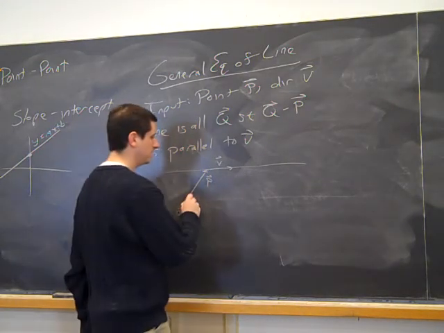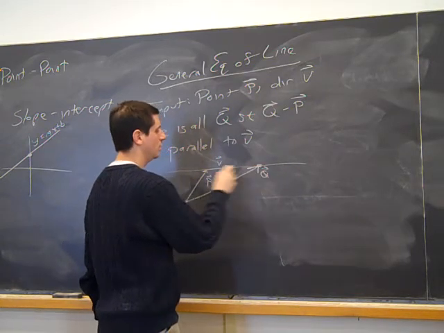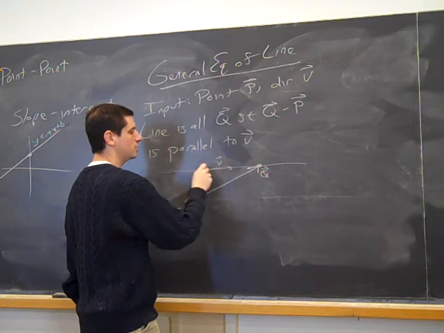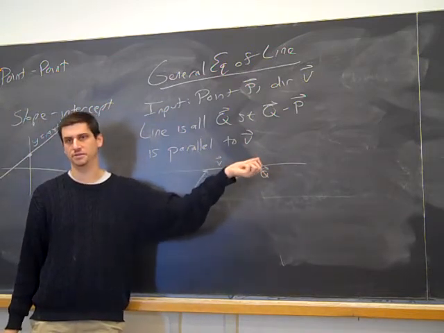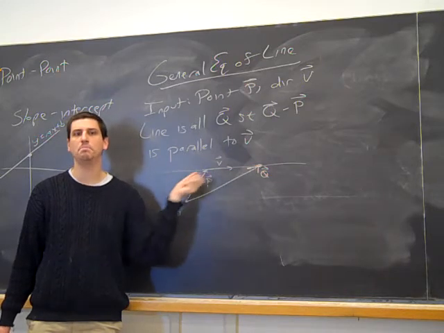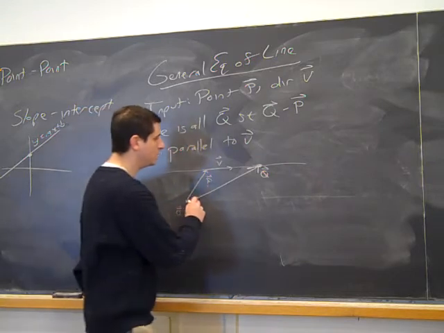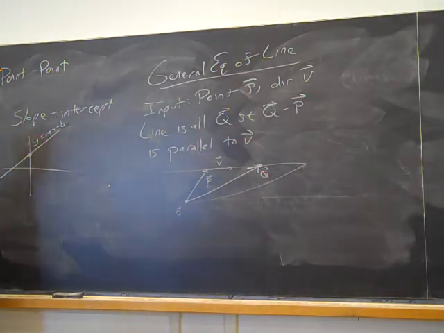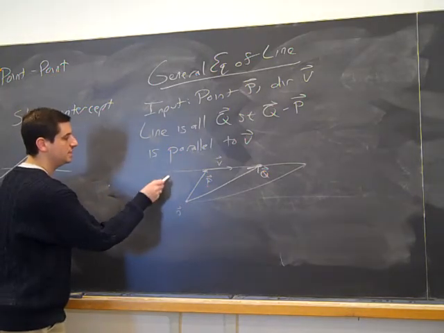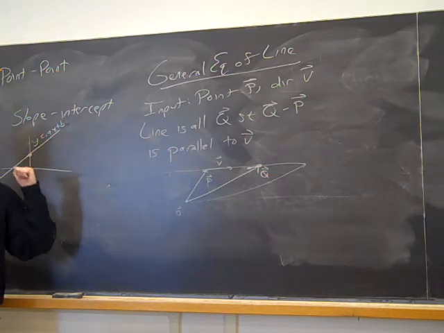So if you think about it, if I take a point over here, Q minus P is going to be this vector over here. It's in the same direction as V. It's parallel to V. It's a multiple of V. If I took another point over here, Q minus P is still going to be a multiple of V. If I went backwards, is it still a multiple of V? Yes, it's now a negative multiple.